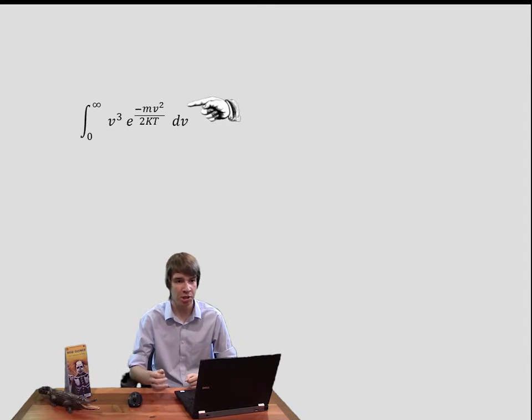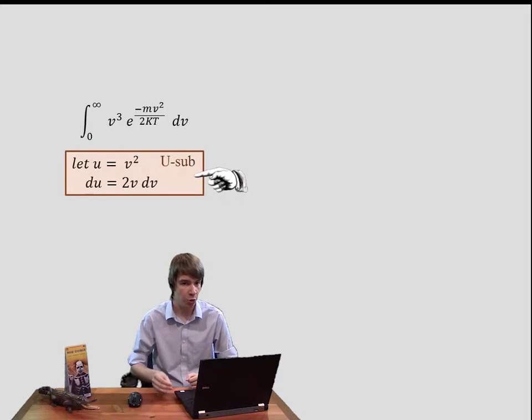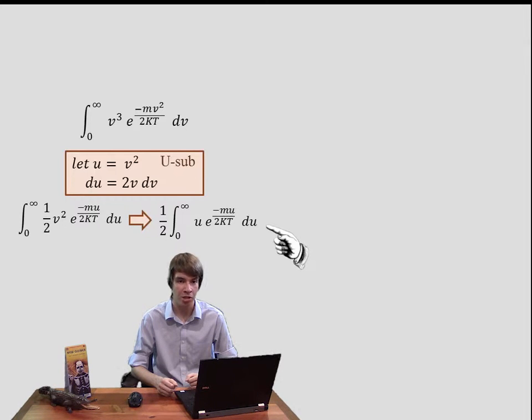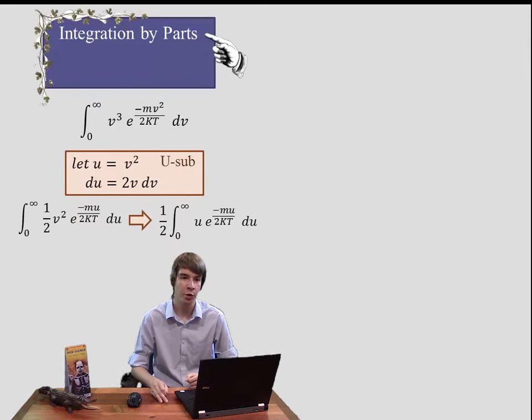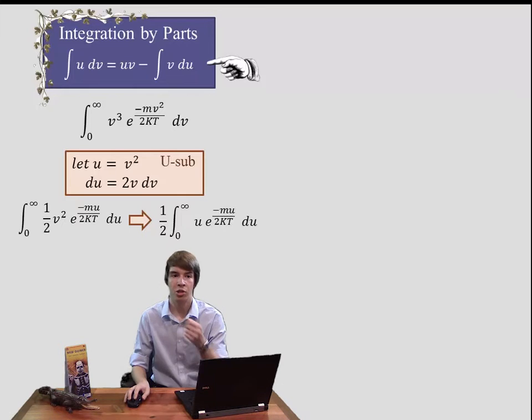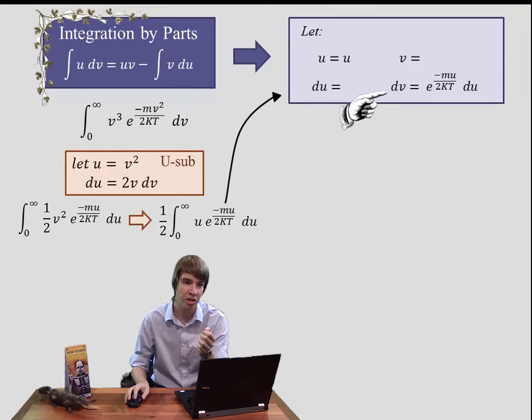To do this, we first need to make a u substitution, so that u equals v squared and du equals 2v dv. When we plug this back in, it still leaves a v squared. But because v squared equals u, we can just plug in u for v squared. Now to integrate this, we need to do an integration by parts. Integration by parts states that the integral of u dv is equal to uv minus the integral of v du. So let's let u equal u and dv equal e to the negative mu over 2kT du.